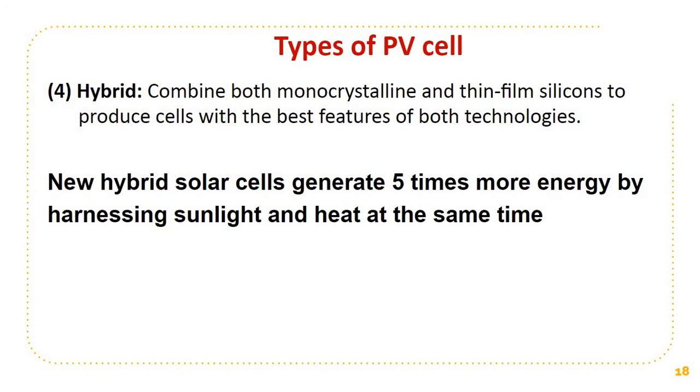And hybrid combines the good qualities of both types of cells. So it combines both monocrystalline and thin film silicon to produce cells with the best features of both technologies. New hybrid solar cells generate 5 times more energy by harnessing sunlight and heat at the same time.